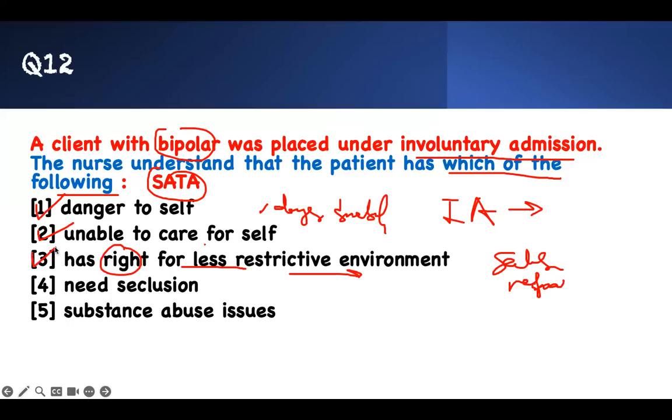So this is right: you don't need seclusion. Substance abuse is not a problem. You can have substance abuse, and you can refuse admission, and you don't need involuntary admission. The three things are: danger to yourself, you can't care for yourself, and you are a danger to somebody else. And if you get admitted, you need a less restrictive environment, as anybody else.